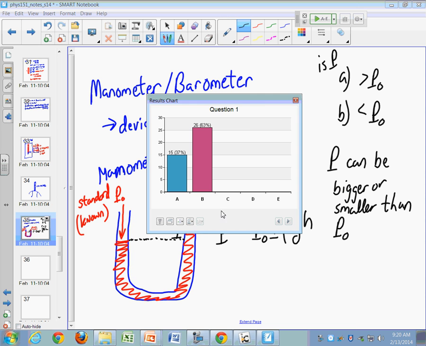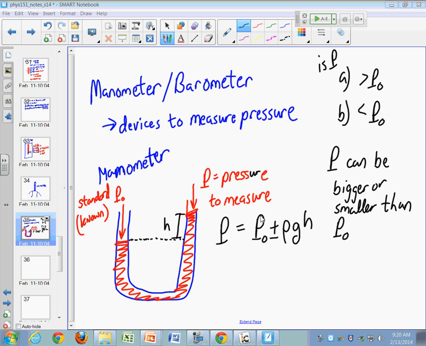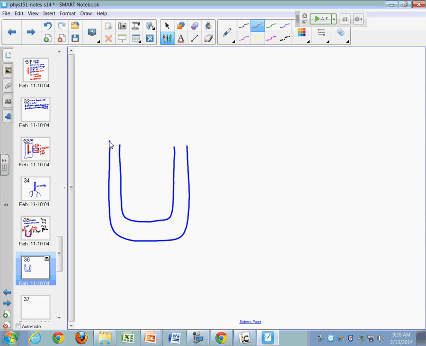P is smaller than P naught. That was B. Let me show you the two scenarios right next to one another. I think it might make a little more sense to you. If I have a manometer here with a fluid inside of it, and the fluid looks like this, where this is my P naught. I have a big P naught in this case and a small P in this case because the pressure due to the atmosphere is bigger than P, and so it's able to push this column of liquid down further into the pipe. Whereas if it were the other way around, it would look like this.